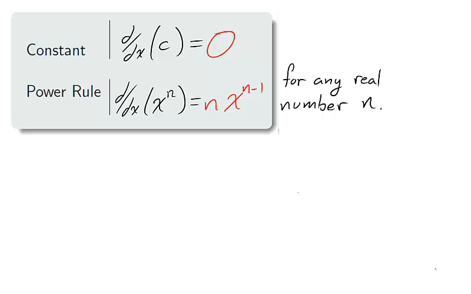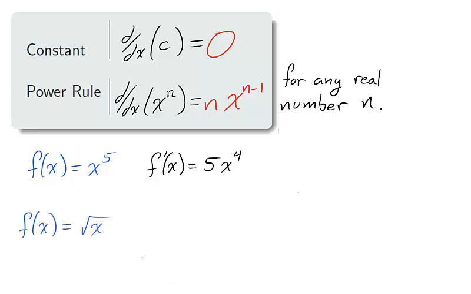Harder to justify, the power rule holds for any real number n. The derivative of x to the fifth is 5x to the fourth. Using the power rule, the derivative is found by multiplying the exponent by x to an exponent smaller by 1. The power rule holds for roots. Recall that the square root can be written as x to the 1/2. In fact, a root can always be written as a fractional power, therefore the power rule works for 2 of our 3 building blocks.